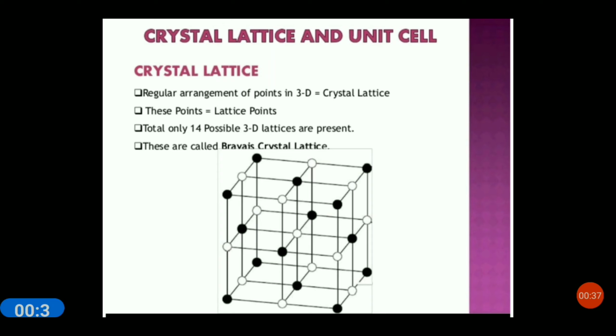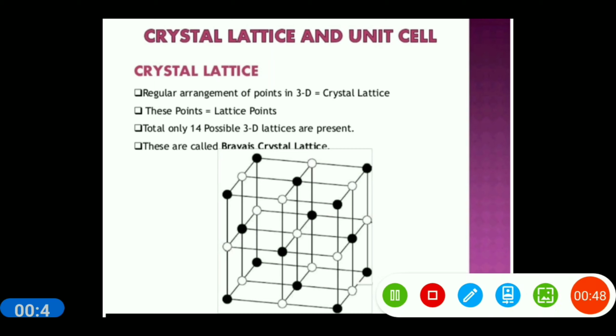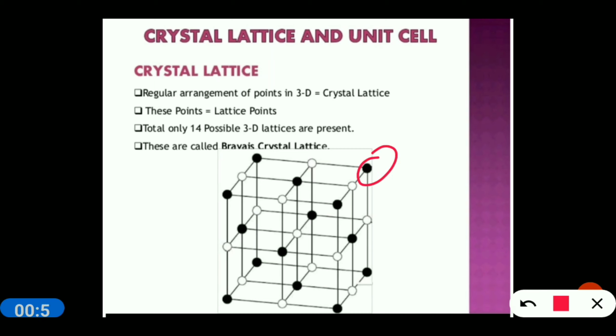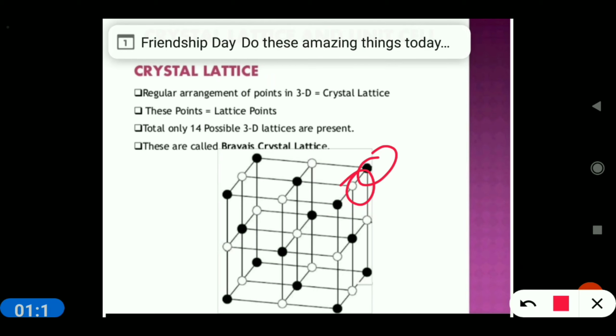When we talk about the crystal lattice, a regular arrangement of points in three dimensions is called a crystal lattice. These points are called lattice points. A total of 14 three-dimensional lattices are possible. In your NCERT, one table is given for the Bravais lattices and their structures are also given. We'll see their structures in the next slide also, but details are not there, so you only go through once. These are called the Bravais crystal lattices.